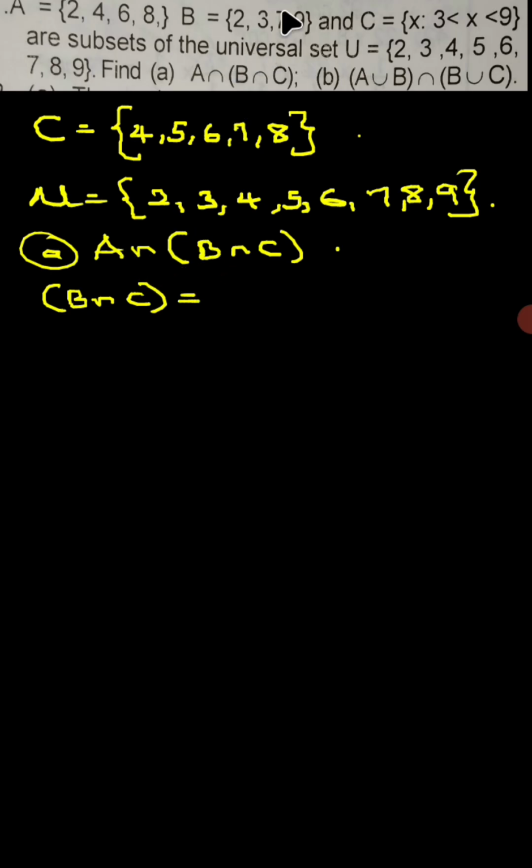So we check that. In B we have 2. In C we don't have 2. So we have 3, then 7, 9. Then the element that is present in both B and C is pretty much only 7. Right? Yeah, 7. So only 7. So we're just going to say this is 7.